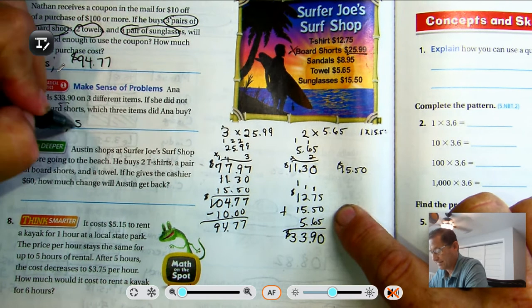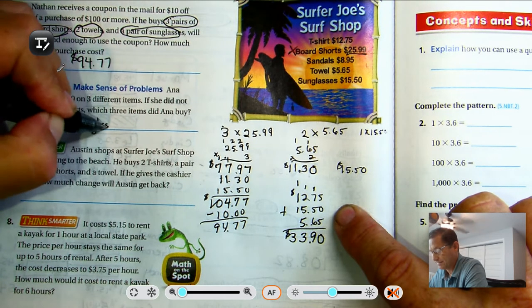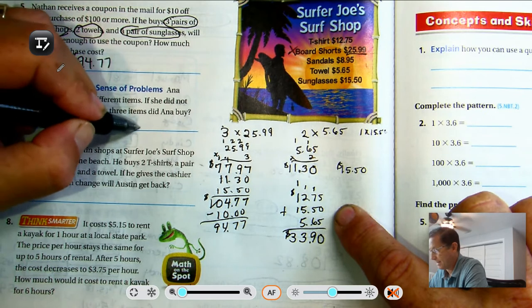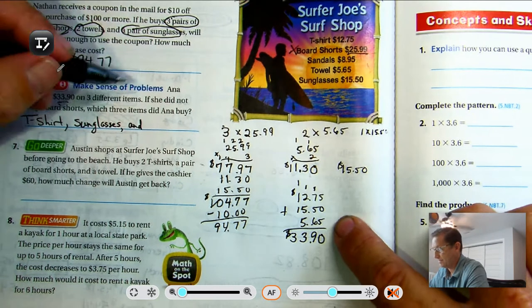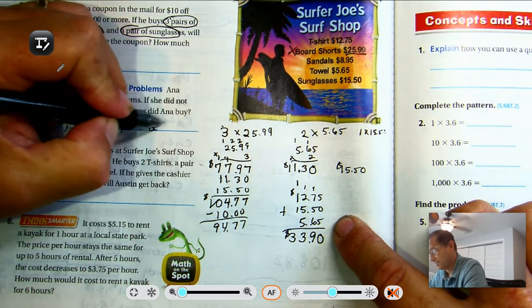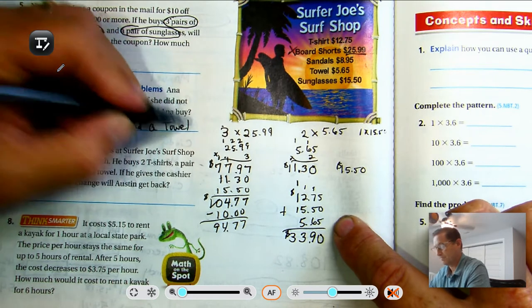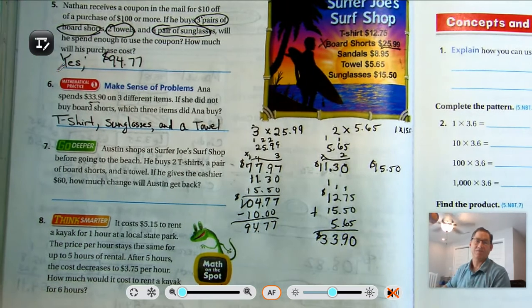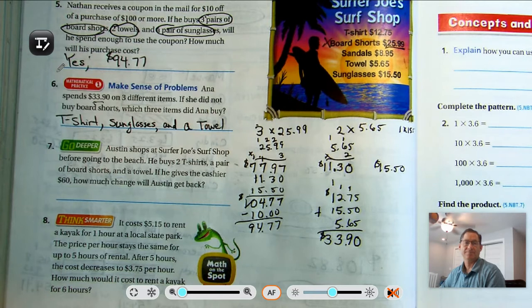She bought sunglasses and a towel. So that's 3 items and they equaled $33.90.